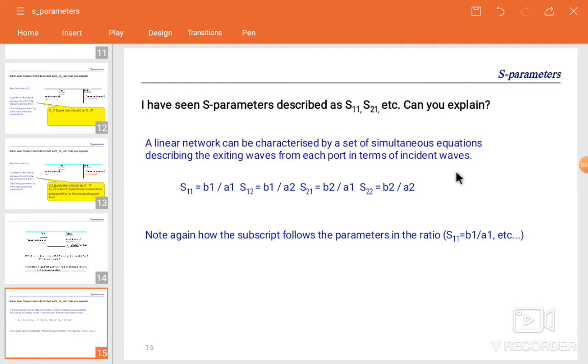Now, a linear network can be categorized by the set of simultaneous equations described by the incident and reflected waves from each port. We have seen that S11 is defined as B1 by A1, where B1 and A1 were assigned. S12 is B1 by A2, S21 is equal to B2 by A1, and S22 is defined as B2 by A2. Now again, how to subscribe the S parameter follows the ratio of such ratios.